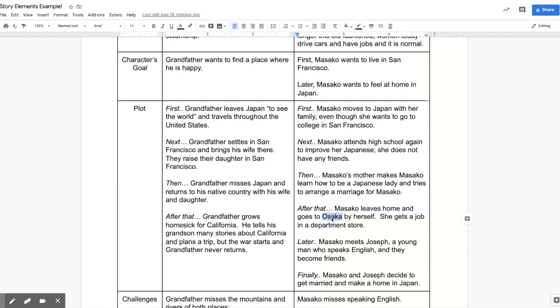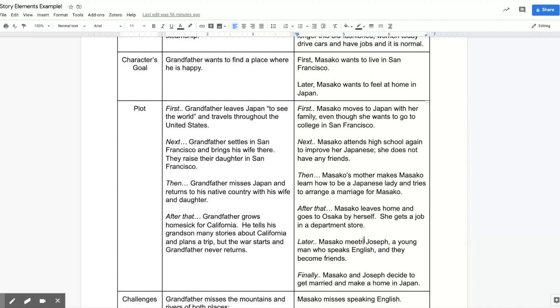Again, this is a different city. We know that this is a city and not the small town that she grew up in, where it's the countryside. And this is important to notice because Osaka, like I showed you in a picture in a previous lesson, looks very different than her hometown in Japan. Okay? Very much more like a city, like where we live today. All right, so she leaves home, goes to Osaka by herself, and she gets a job in a department store. Later, Masako meets Joseph, a young man who speaks English, and they become friends.